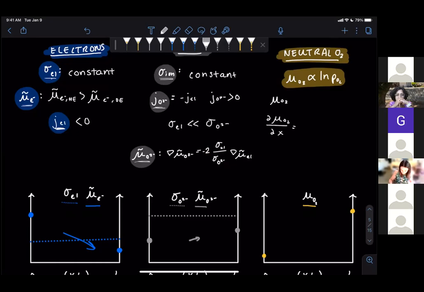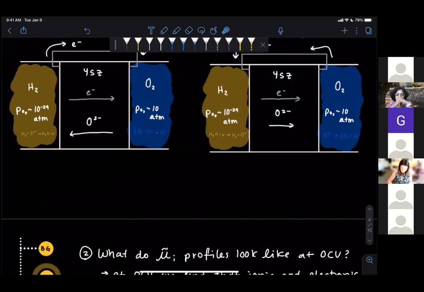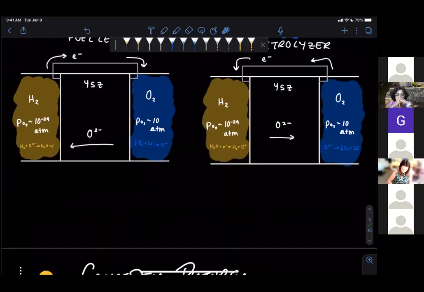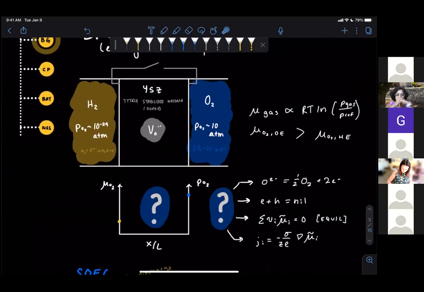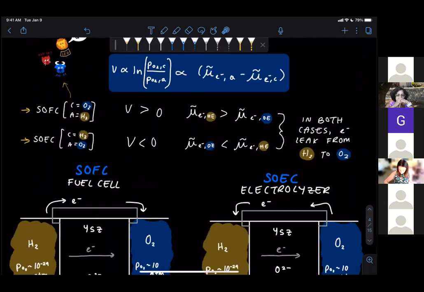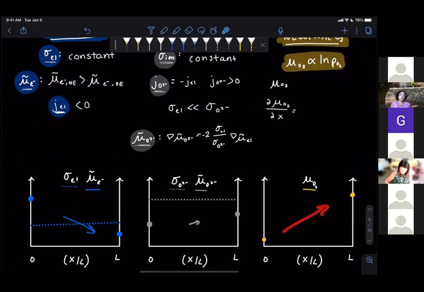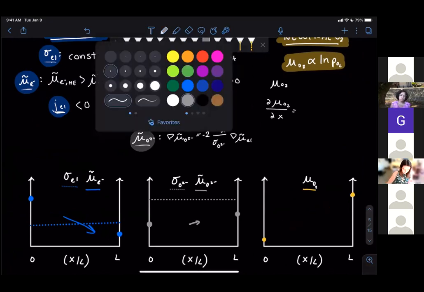And then finally, let's get back to our chemical potential of neutral oxygen. We already know that it's going to be a positive number because we decided way back here that our chemical potential of a gas is going to be roughly proportional to the partial pressure of oxygen. And so in the hydrogen electrode, it's going to be lower than in the oxygen electrode. And so back here, we know that we're essentially going to have a positive slope.